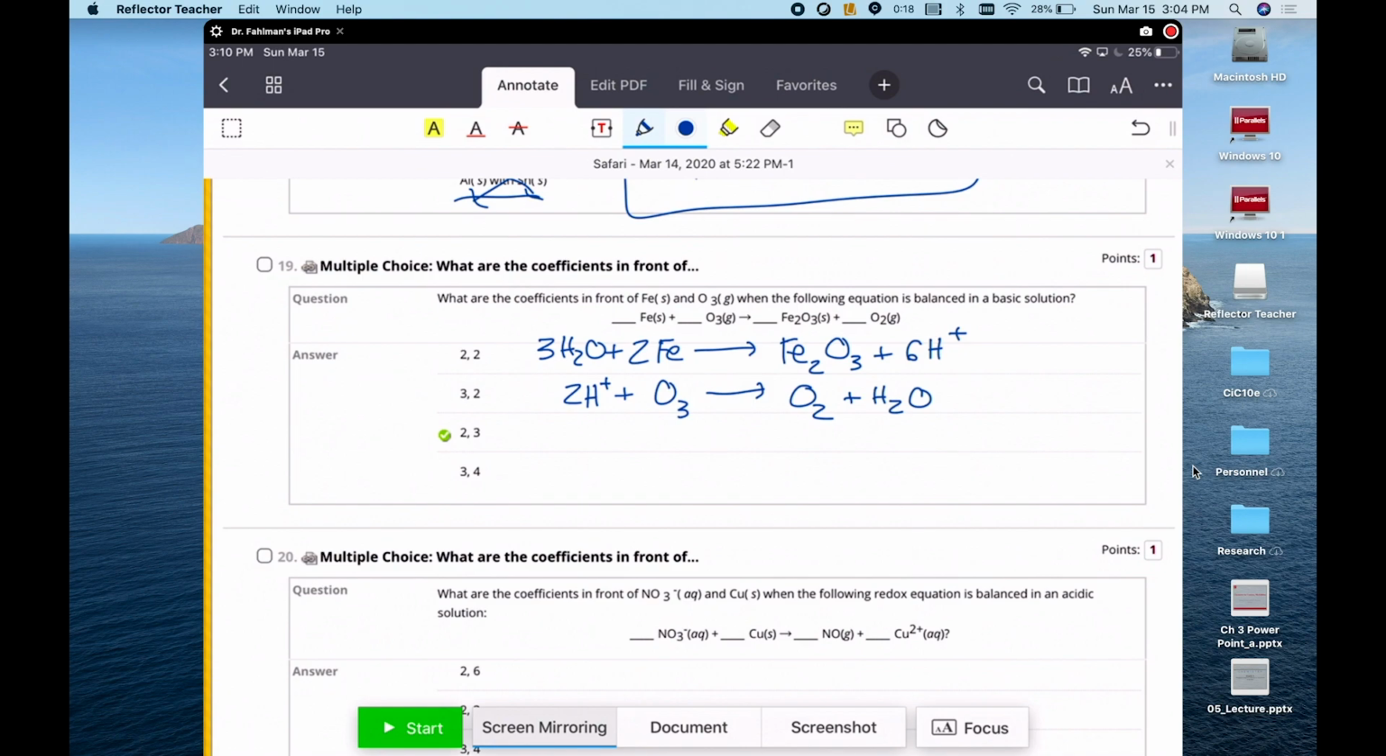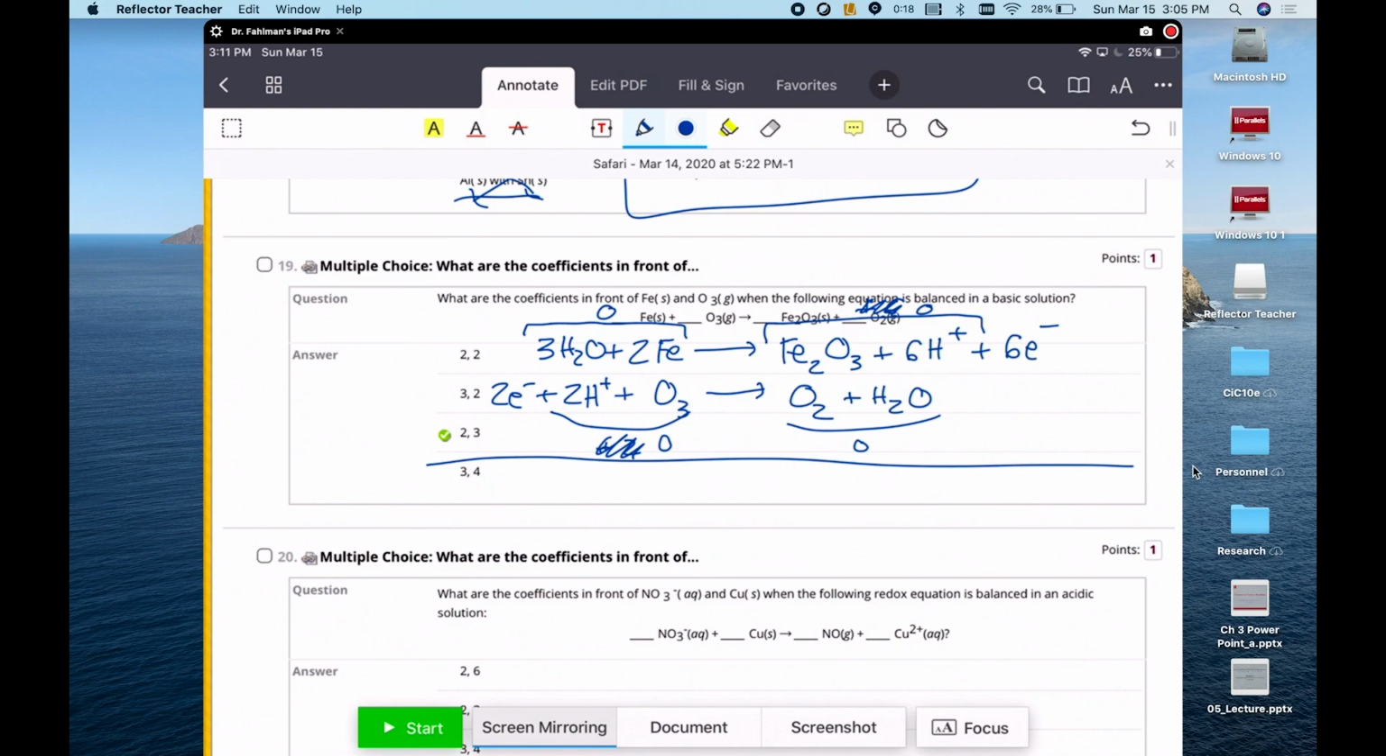For the top one, the right side is a +6 and the left side is neutral. That means we're going to have to add 6 electrons over here, so now both sides will be neutral. On this side we've got a +2 over here, and this is neutral, so we're going to have to add 2 electrons over here. Now both sides are neutral.